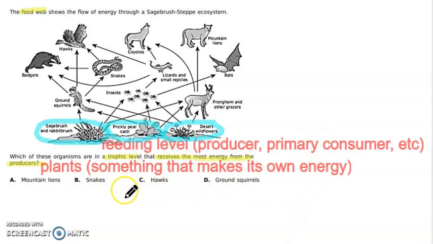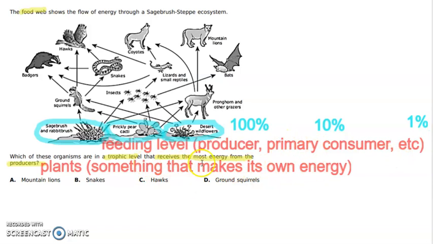This specific question is saying who receives the most energy from the producers. So what we're really looking for is who's eating the producers. Remember the way it works: producers will get 100% of the energy because they're making their own. Then the primary consumers are going to get 10% of that energy, and the secondary consumers would only get 1%. It goes down by 10% each trophic level we move.